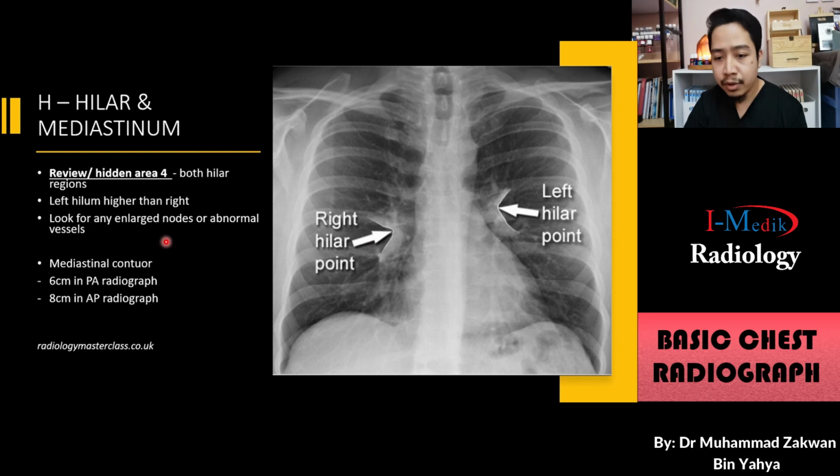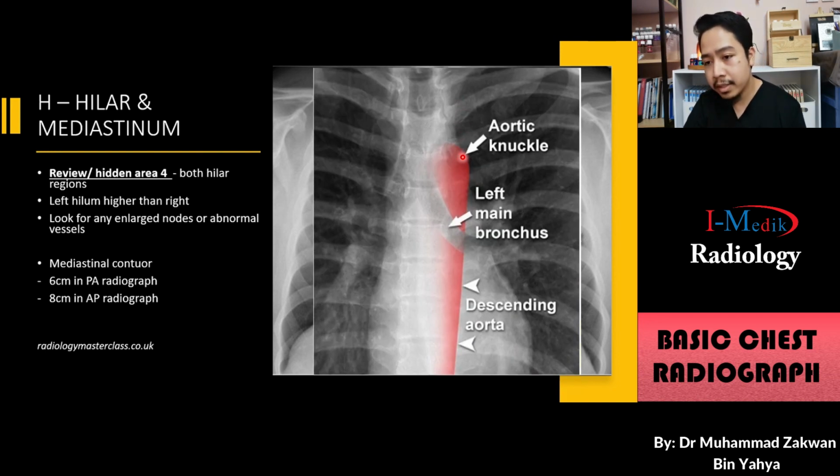For the mediastinal contour, look at the diameter of the mediastinum. The upper limit is 6 cm on a PA radiograph and 8 cm on an AP radiograph. If the diameter exceeds this number, we can say there is mediastinal widening. This is another outlining of the mediastinum. Superiorly is the aortic knuckle, and then you can see here the left main bronchus, and then the descending aorta.